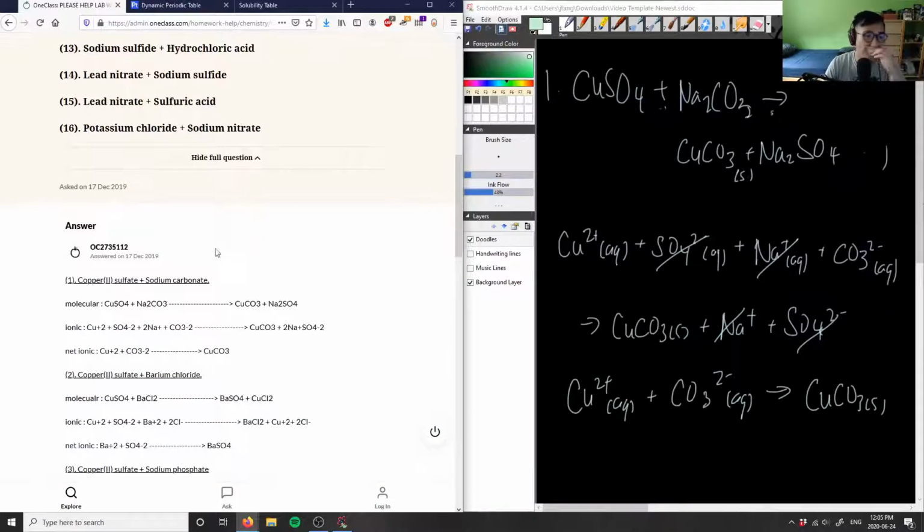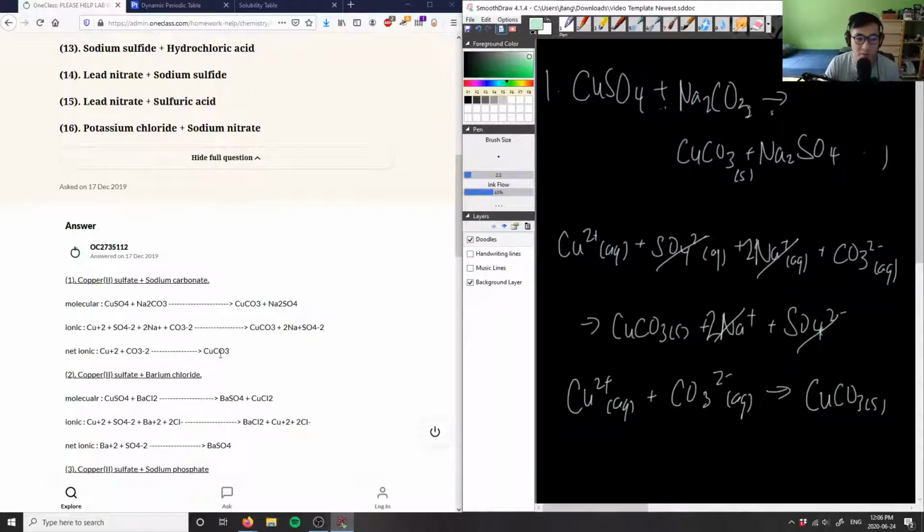We have copper sulfate and sodium carbonate yields copper carbonate and sodium sulfate, which is good. We have the ionic equation, which is Cu2+, SO4 2-, 2 Na+, and CO3 2-. There is supposed to be a 2 here. Sorry, because there's a 2 in the coefficient here, which means there should be a 2 here as well. But either way, it doesn't really matter because both of them do cancel out at the end.